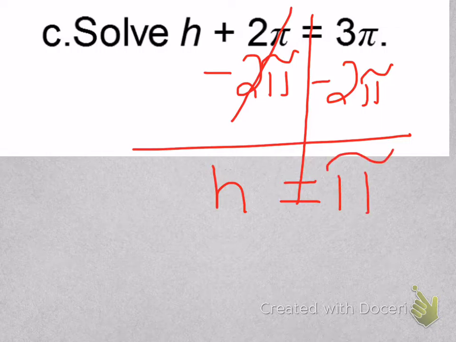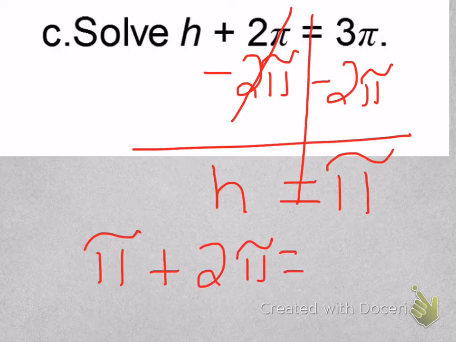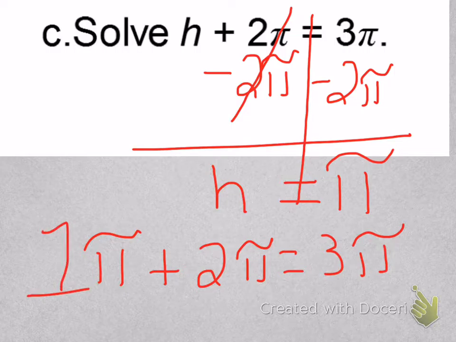So once again, we want to double check ourselves. Put pi in for h. So does pi plus 2 pi equal 3 pi? Yes, it does. Remember, if I don't see a coefficient, I could put a 1 there. So 1 plus 2 is 3, and I would have 3 pi.